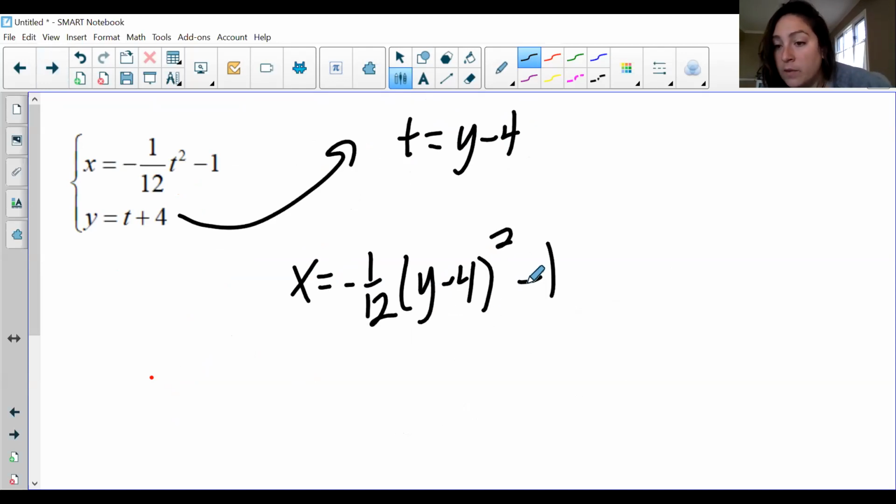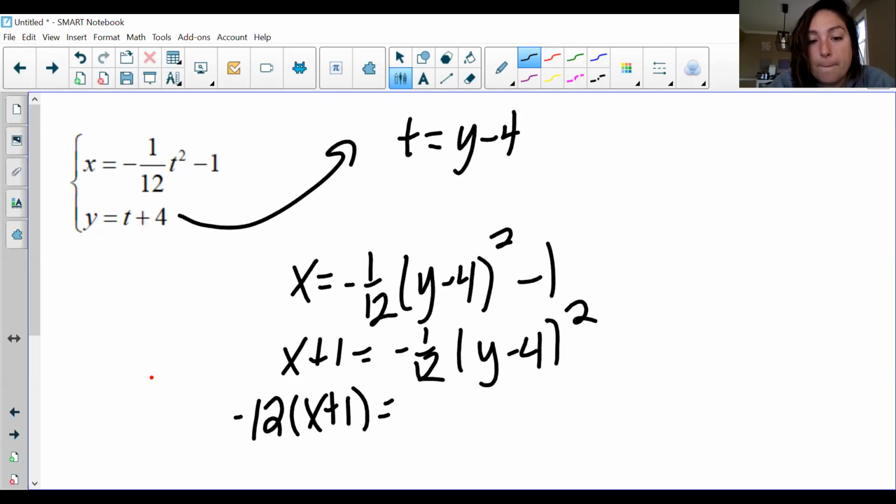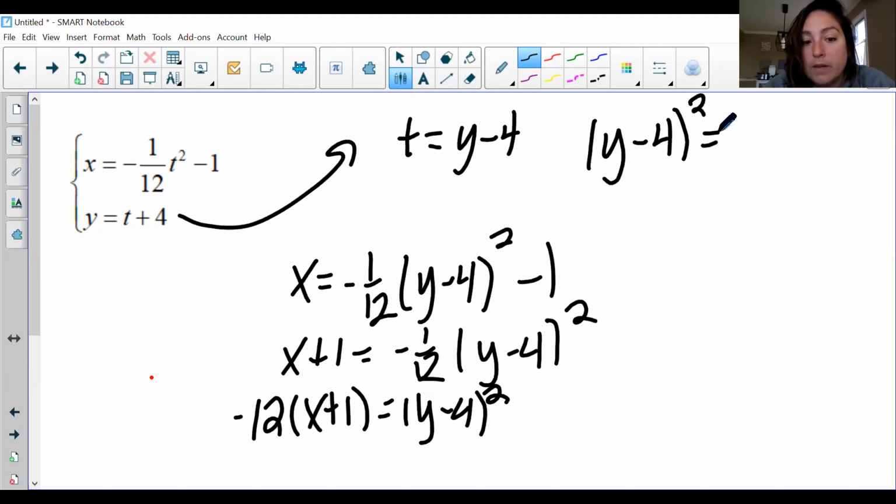And then you just put it in the form. So this is a parabola because we have one thing being squared. So we need to solve for the quantity y minus 4 squared. So we add 1. And then multiply by negative 12. And then rewrite it with the y minus 4 squared on the left side, and there is our equation in rectangular form.